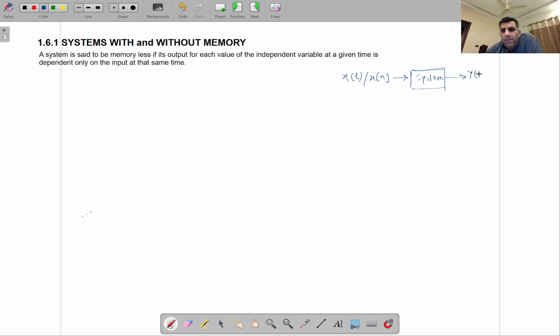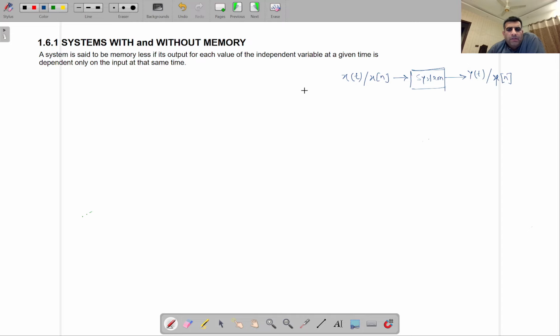In case of a continuous time system, the input is x of t, and the output is also going to be y of t, which is continuous. And in case of a discrete time system, if you give an input x of n, then the output is also going to be the discrete time output, and we represent it with y of n.